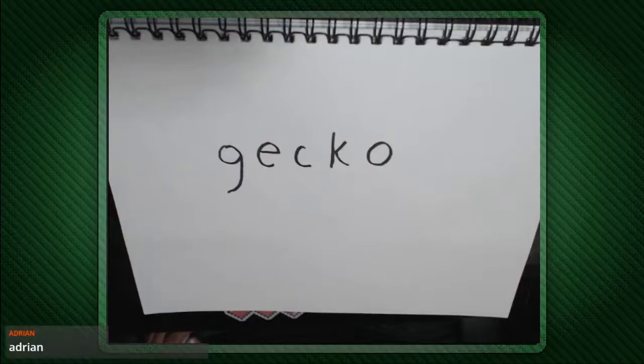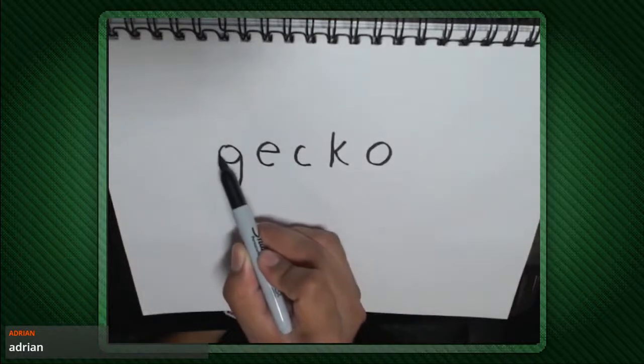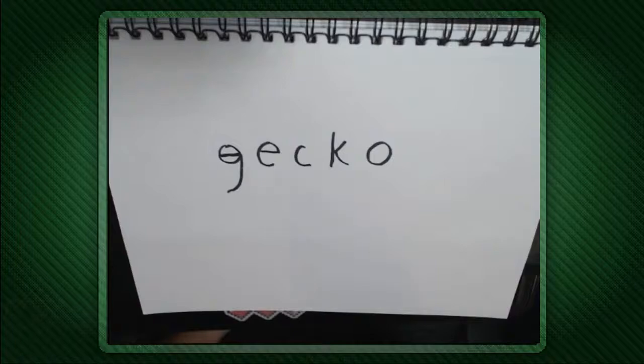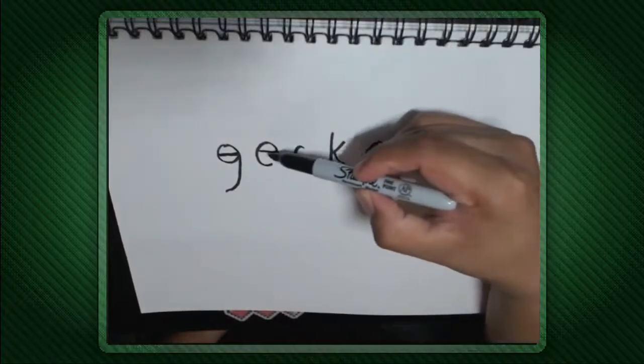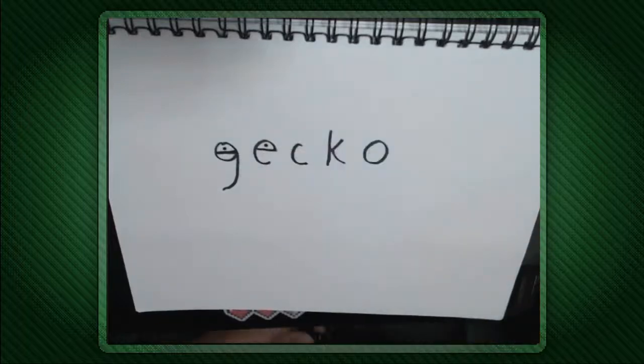So once everyone has written the word gecko down, the first thing we're going to do is go to the letter G, add a little line through it, and then we're going to put two little dots inside the G and the E. So draw a little line on the G and then two little dots on the G and the E.